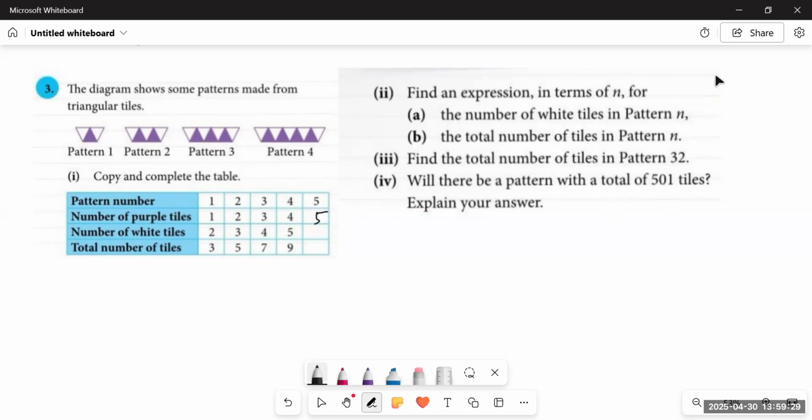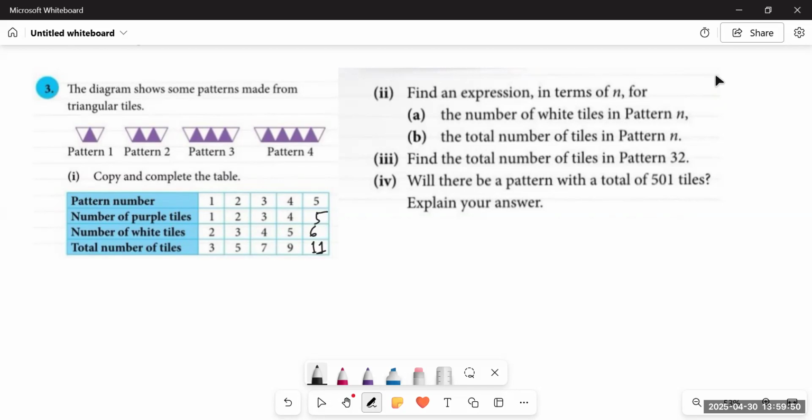So what about the number of white tiles? It would be 1 more. So if there are 2 purple tiles, there would be 3, 3 to 4, 4 to 5, 5 to 6 white tiles. Then we have to add the total number of tiles. For this, we'll simply add purple and white tiles, which would be 5 plus 6, 11.